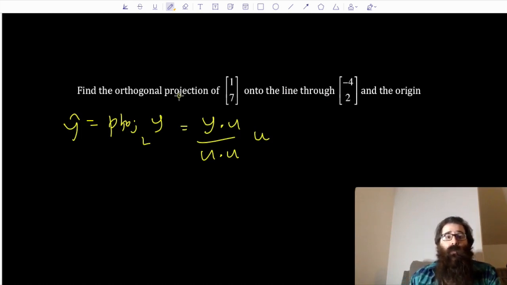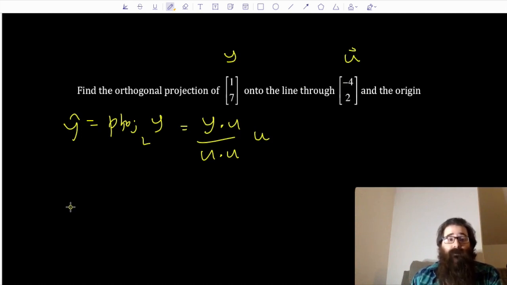And we said that I want to find the projection of vector y onto the line through vector u and the origin, or vector u and the 0 vector, however you want to think about that. Well, that designates which of these pieces each is supposed to be. This is vector y, 1, 7. This is vector u, negative 4, 2.